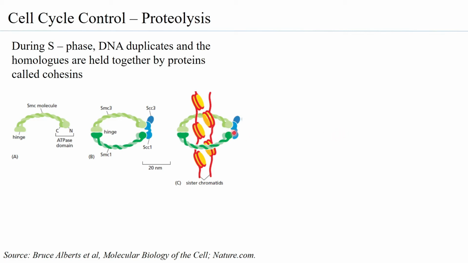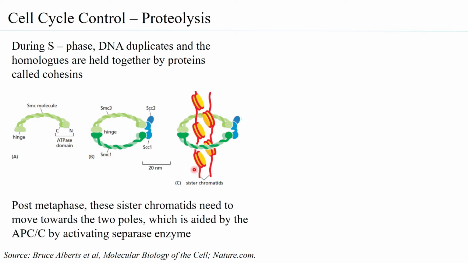At that point of time, if the cohesin is still bound, pulling the two sister chromatids to two poles is not possible. So one of the things that has to be done is that this cohesin has to be removed, so the sister chromatids are together and yet not held together. That is being aided or regulated by the APCC complex. So post metaphase, because the sister chromatids need to move towards the two poles, the APCC is going to activate an enzyme called separase.